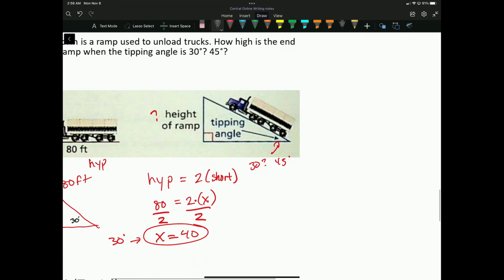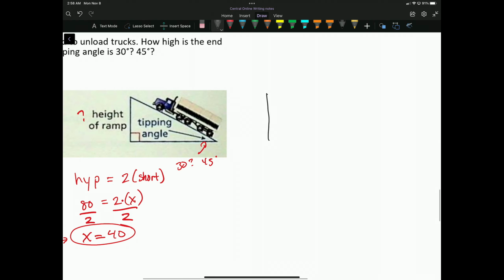Okay, so now new example. Our new example is we have our triangle here because we're lifting this angle up to 45 degrees now. This is still 90 degrees. So if this is 45, my other angle has to be 45 because 45 plus 45 plus 90 is going to equal 180. And this is still 80 feet. This is still my hypotenuse. And we're still trying to find this length here.